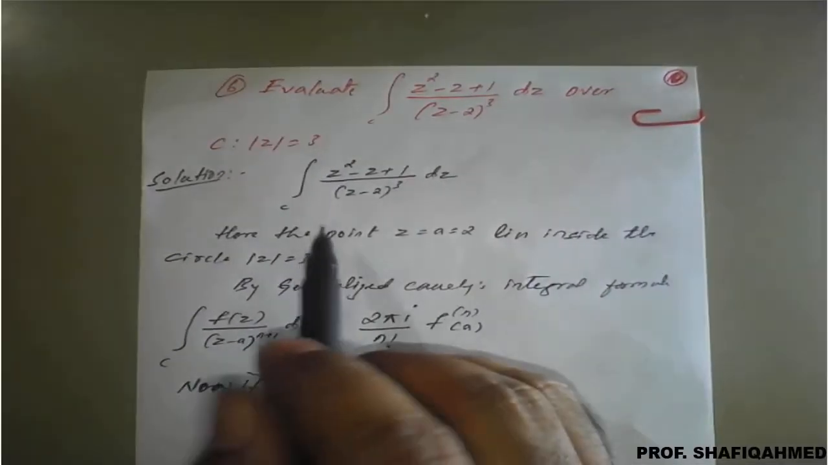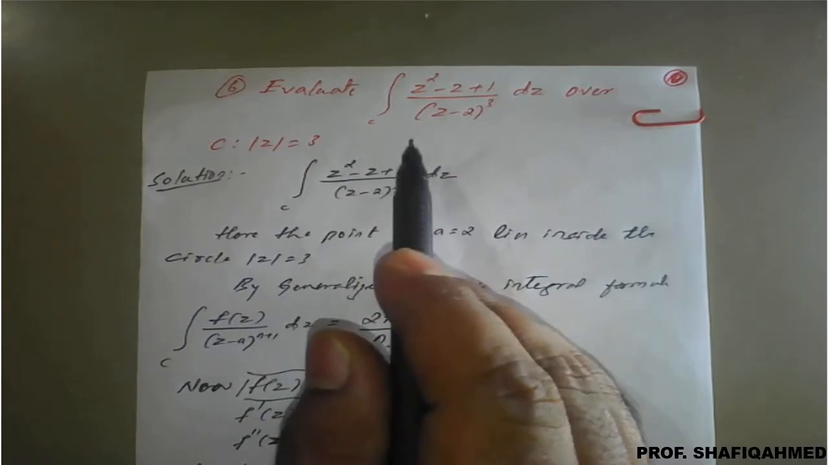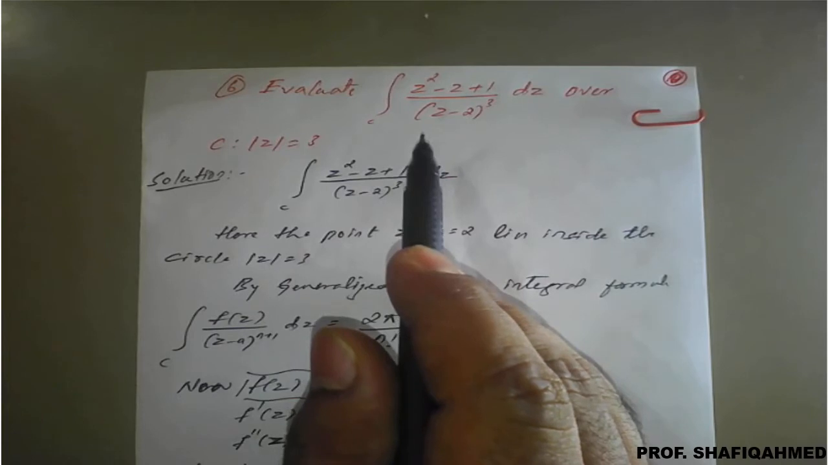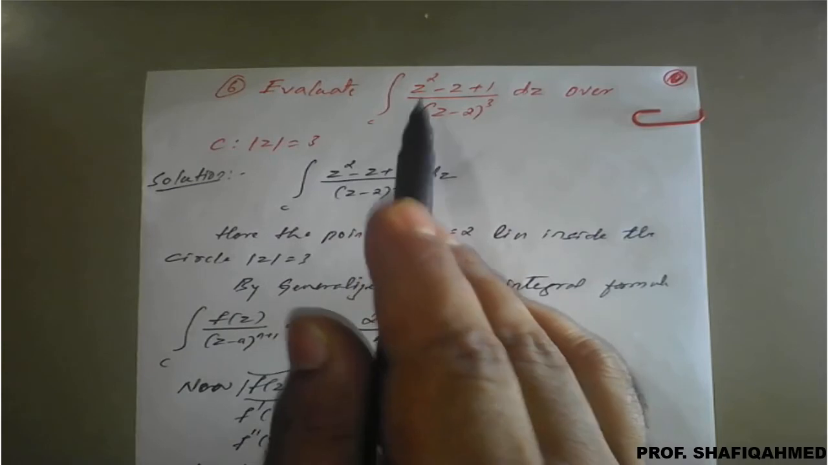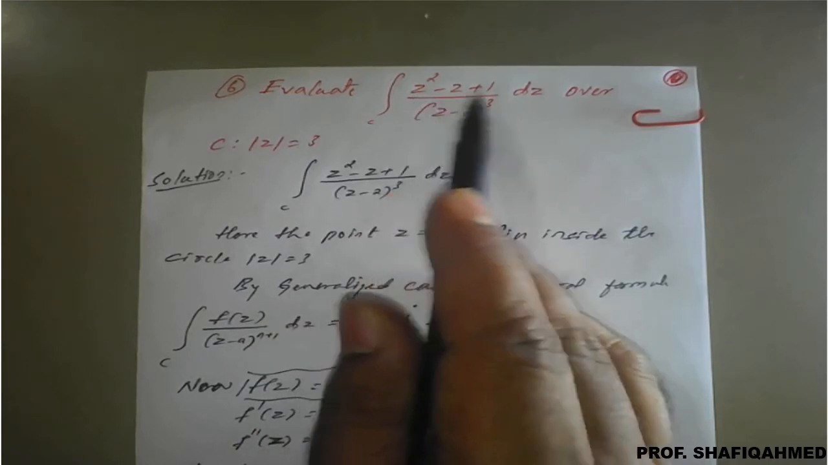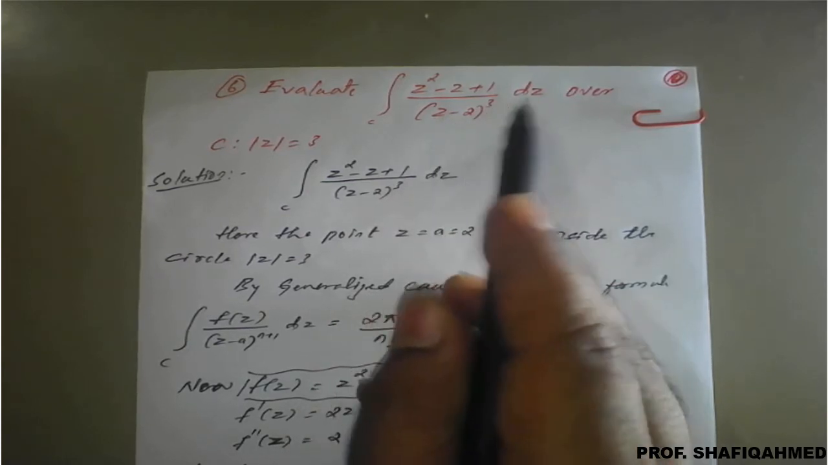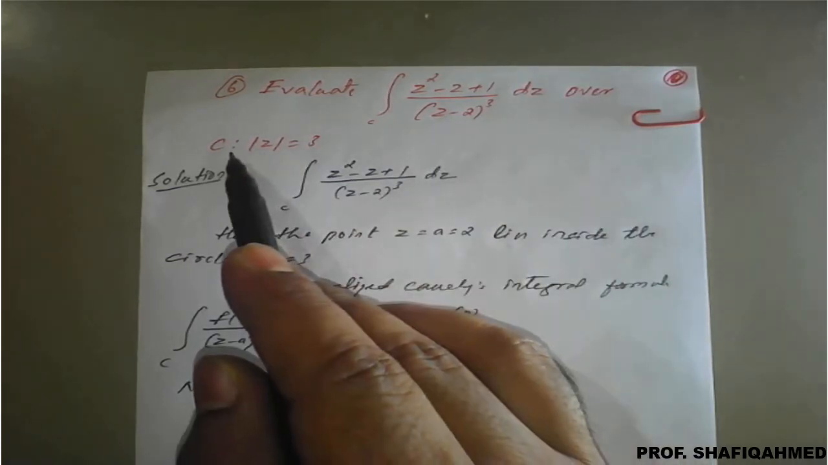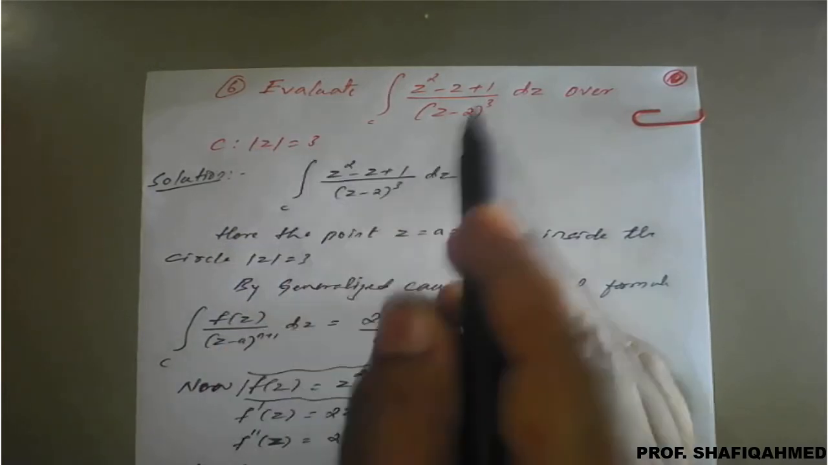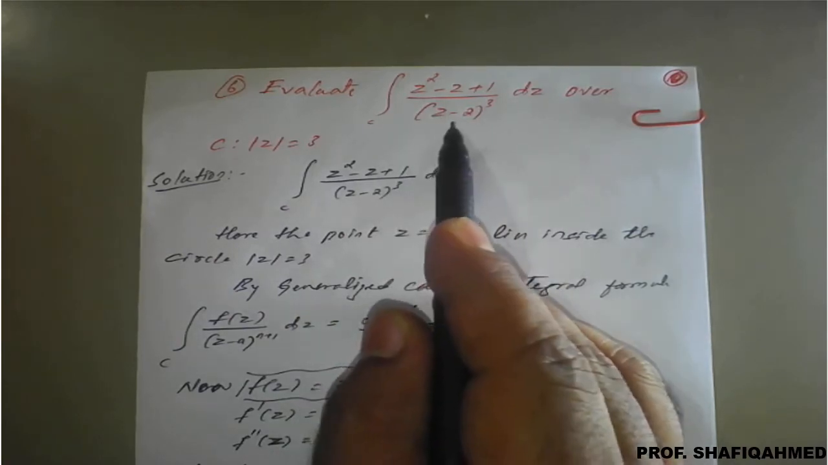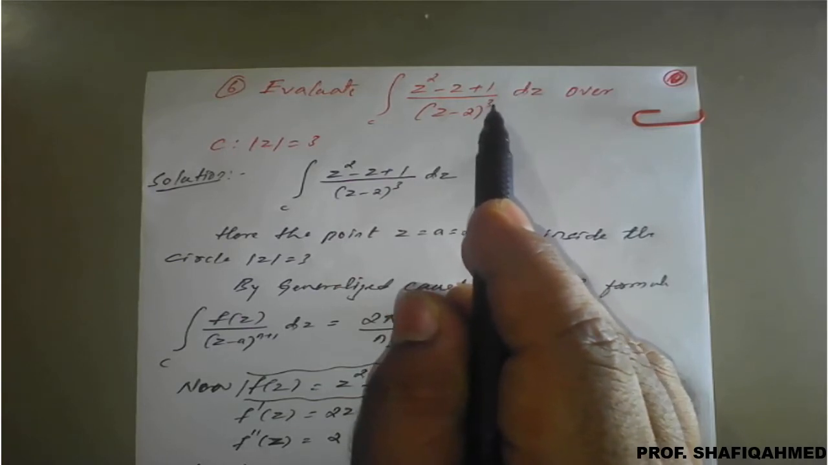Now we'll see the examples based on a mixture of both Cauchy's integral as well as a generalized Cauchy's integral formula. So here one of the question is evaluate integration of z square minus z plus 1 divided by z minus 2 whole cube dz over the circle C of mod z is equal to 3. So just you observe here. In the previous class we didn't have this raised to power 3.